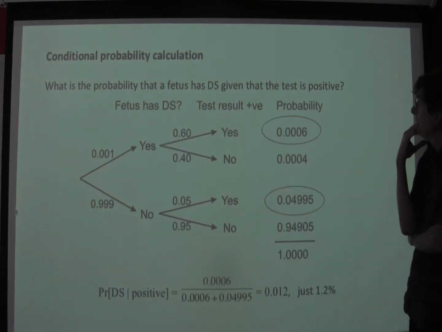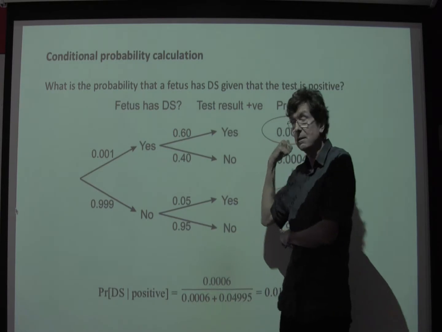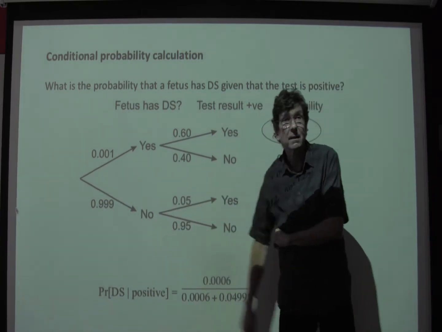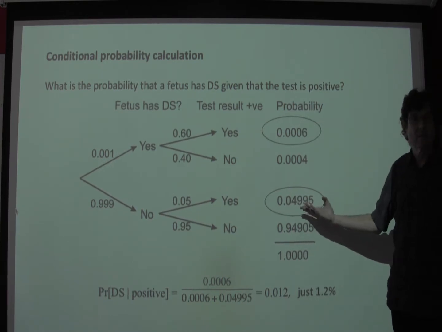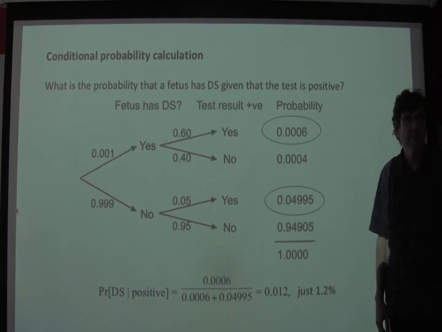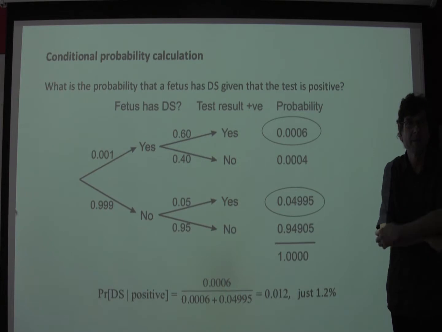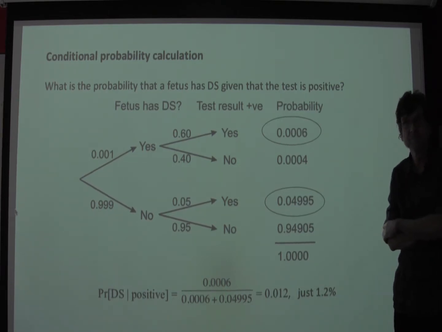Even though 60% of the yeses are detected positive, and only 5% of the no's result in a positive test, Down syndrome is rare, and the vast majority of positive test results come from infants that do not have Down syndrome.